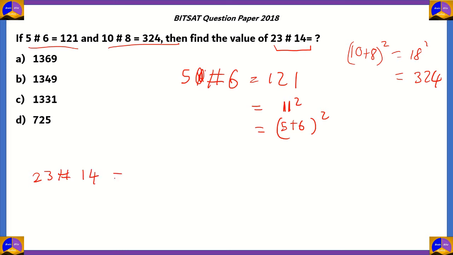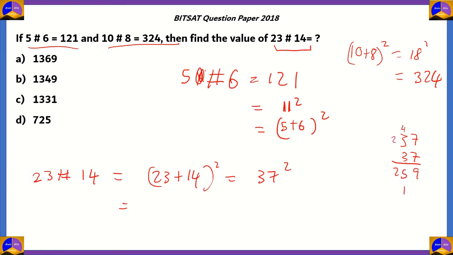So 23 hashtag 14 is 23 plus 14 the whole squared, which is 37 squared. So we'll find out 37 squared. 7 sevens are 49. 3 sevens are 21. 21 plus 4 is 25. 7 threes are 21. 3 threes are 9. 9 plus 2 is 11. So 9 plus 0 is 9, 5 plus 1 is 6, 2 plus 1 is 3, and then you have 1. So therefore 37 squared is 1369. So that means among the 4 options, it is clear that option A is the correct option.